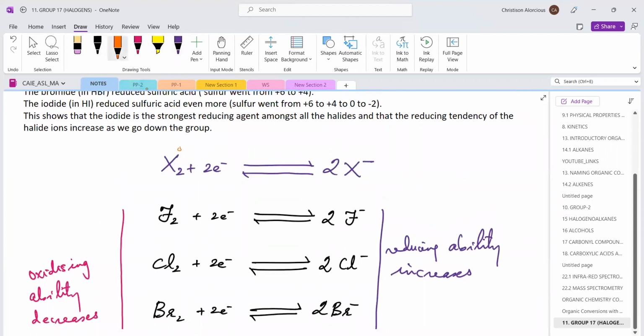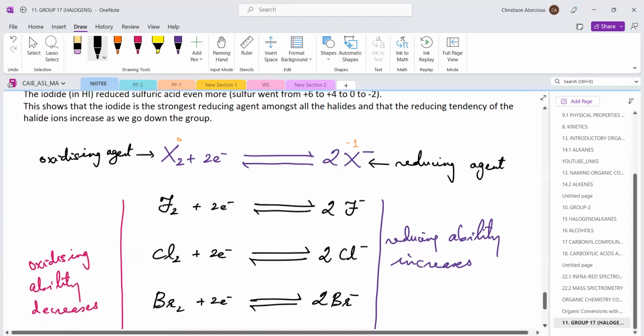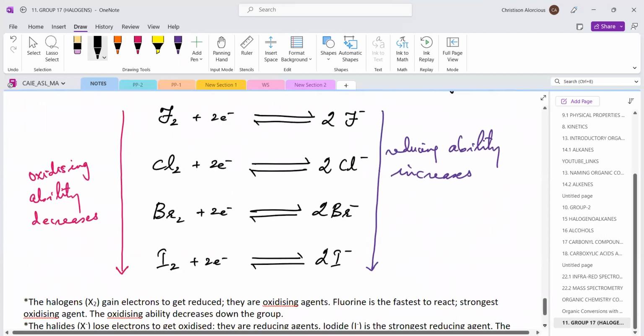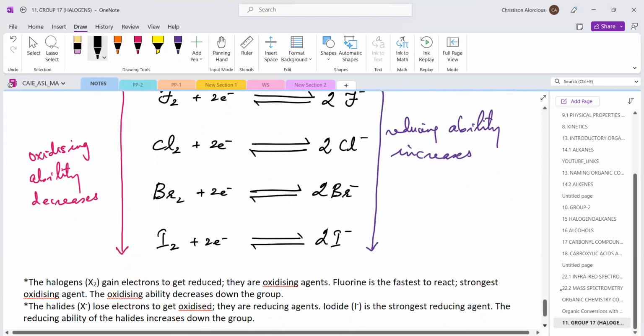So this one is in the 0 oxidation state. This is in the -1 oxidation state. So you understand that the X2 is an oxidizing agent. It gets itself reduced. While the X minus is a reducing agent because it gets itself oxidized. That's a very, very important part of this lesson, and it's often tested.